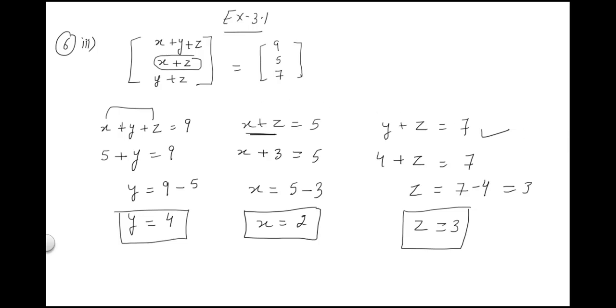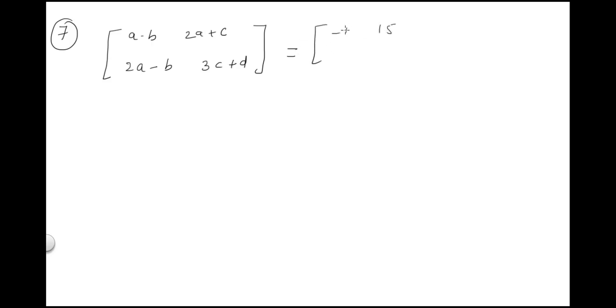So let us discuss question number 7. In question number 7, we have been given the matrices as, the first one is, in this we have to find out the value of a, b, c, d. Okay, the equation given is a minus b, the second is 2a plus c, the third element is 2a minus b, and the fourth is 3c plus d. So this is equal to minus 1, 15, and then the elements are 0, 13. So because the matrices are equal, we will equate the corresponding elements.